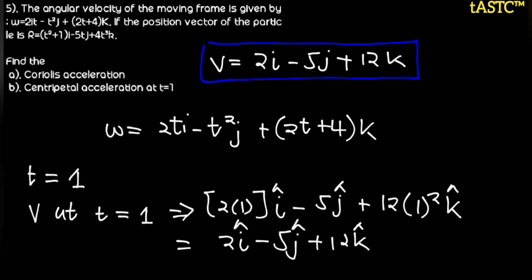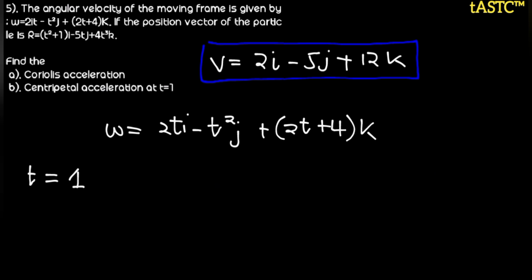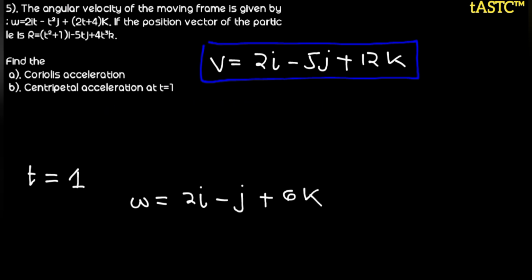So at t equal to 1, omega, that is going to be equal to ti. Well, that should be 2i minus j. And we're going to have a 2 multiplied by 1. That is a 2 plus 4. That will be 6. So this is plus 6k. So omega is equal to 2i minus j plus 6k.